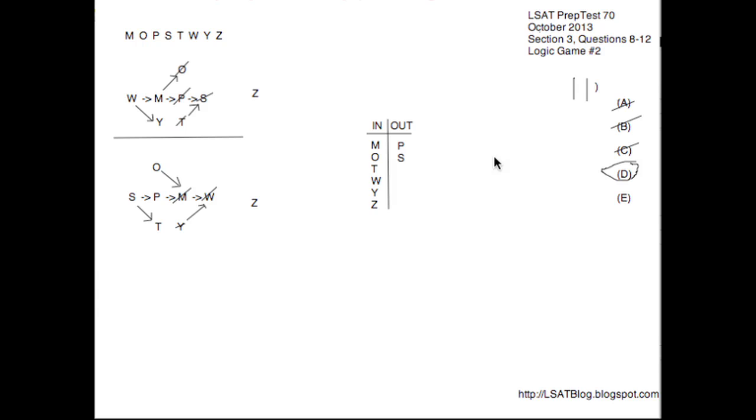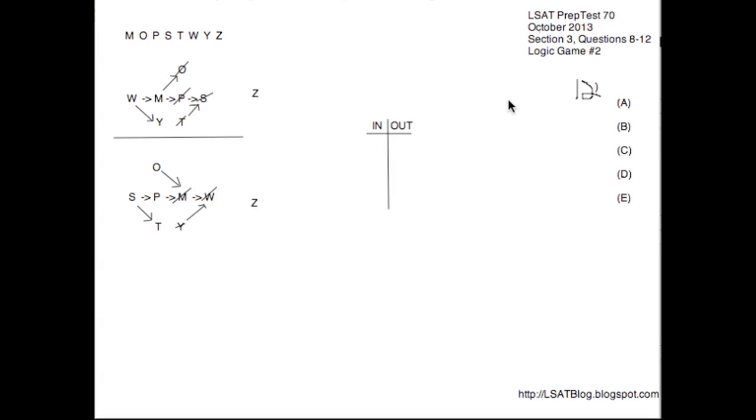E says neither O nor Y. So if we got rid of both O and Y, we have M, T, W, Z remaining. That doesn't work, though, because Y out requires W out as well, so we'd have to lose W also, leaving only M, T, and Z, which is only 3, and we've got to have at least 4. And as always, E's gone as well, leaving D for number 11.